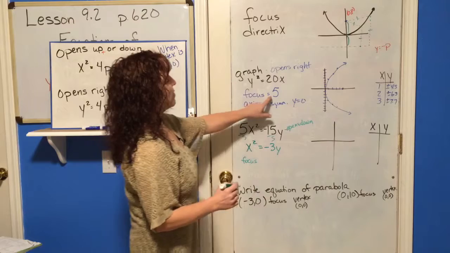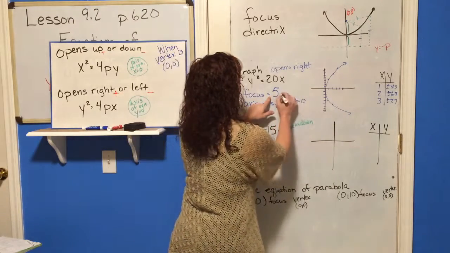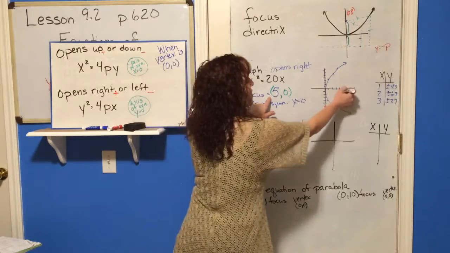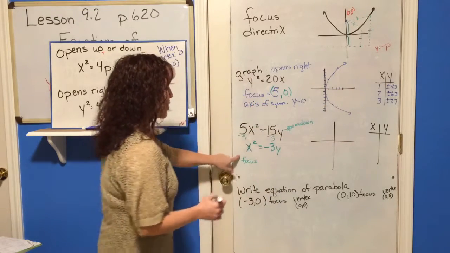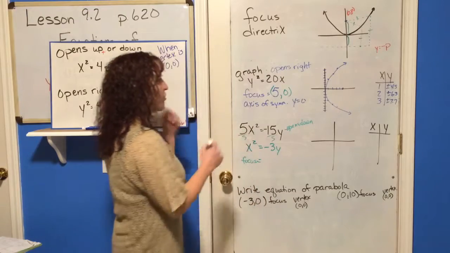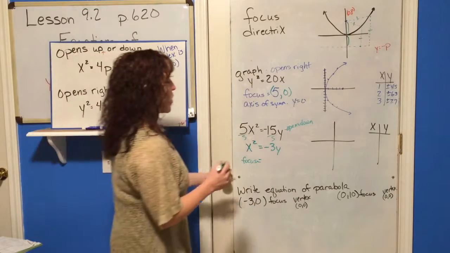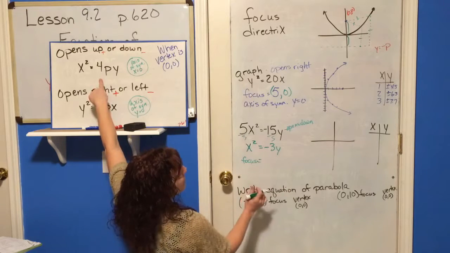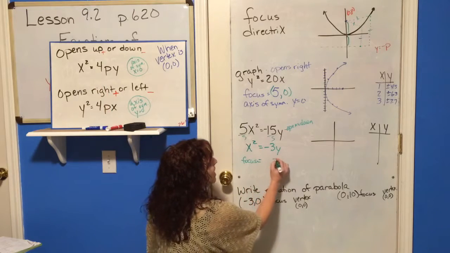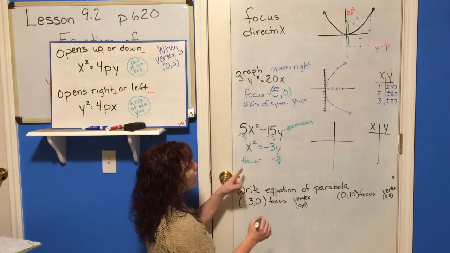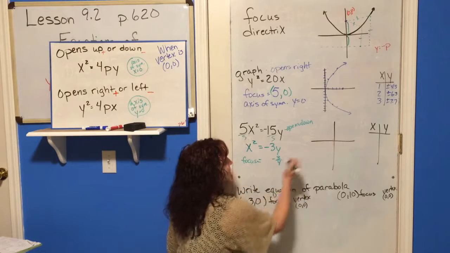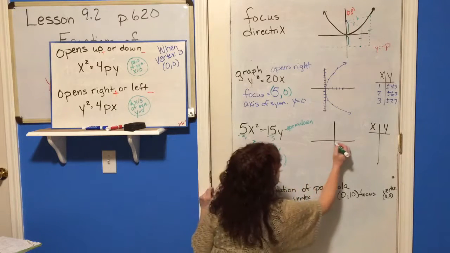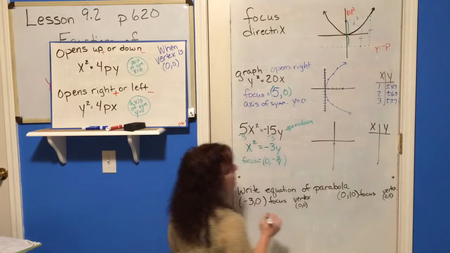And actually, you know what? The focus is not just a number, it's a point, like 5, 0 in this case. The focus is a point. And the focus here, now be careful, is going to be this number divided by 4. So it's going to be -3/4. And because it opens down, it's going to be 0 over and -3/4 down. So right here is your focus.